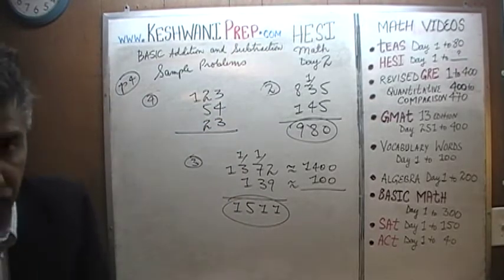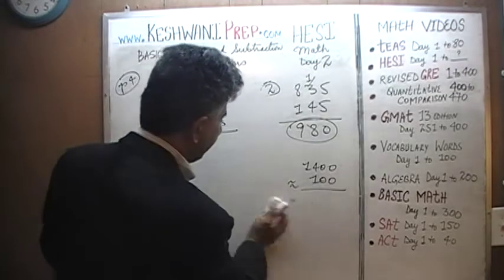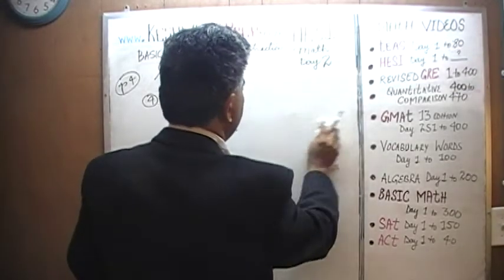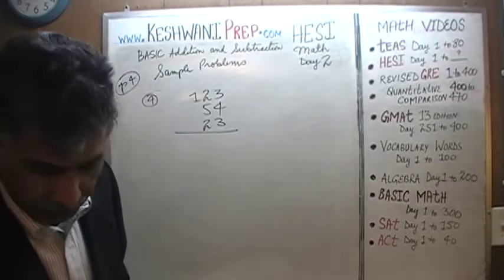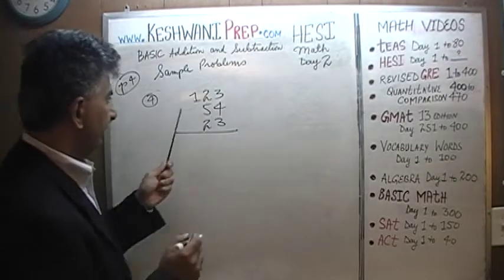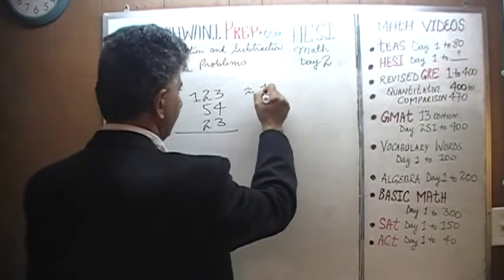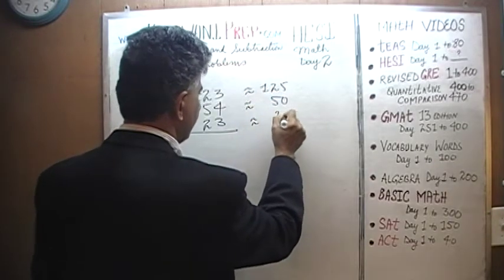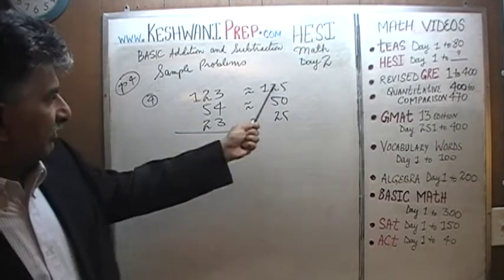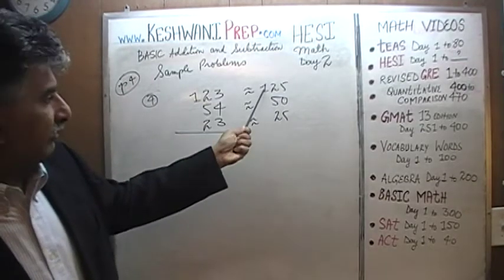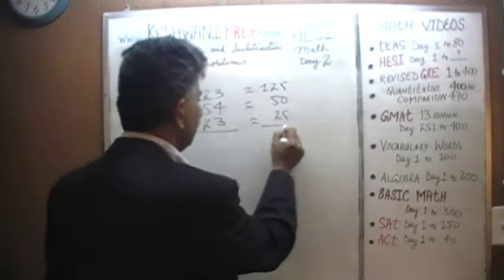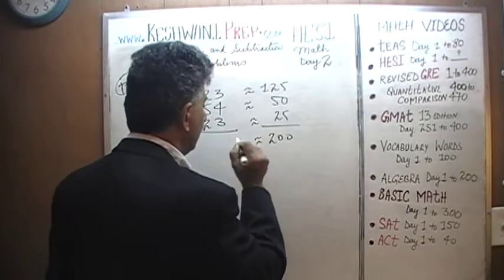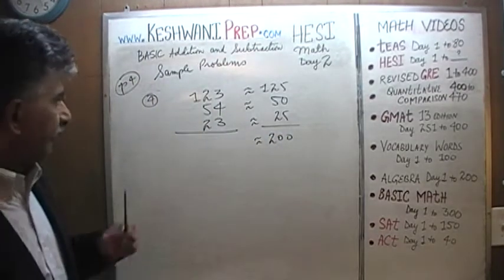Again, learn to approximate. You don't actually have to do all the work, as I said before. Learn to approximate. It will take you a long ways. For example, this figure is approximately 125, this figure is approximately 50, and this figure is another 25. 25 plus 25 is 50. 50 plus 50 is 100. So the answer is going to be around 200. Let's find out, shall we?